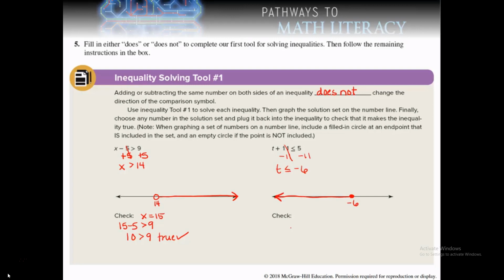To check that, I need something less than negative 6, so maybe negative 10. I can plug that in, negative 10 plus 11. Is that less than or equal to 5? Well, that gives me 1, which is indeed less than or equal to 5. So that checks.